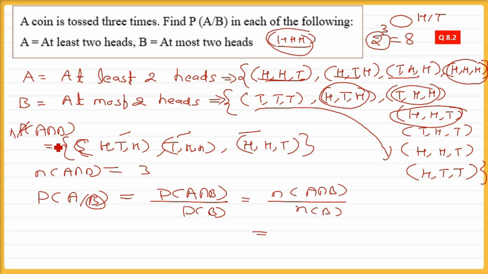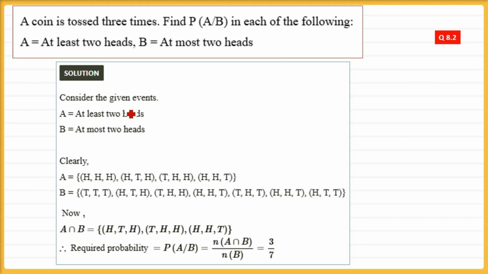And in A intersection B, I just told you that it is 3. NB is the number of elements in B. I told you the HHH cannot come. All others, that means 8 minus 1, 7 elements can come. So 3 by 7 is the required probability.